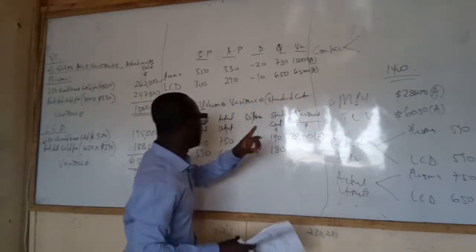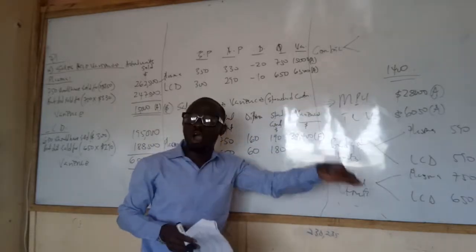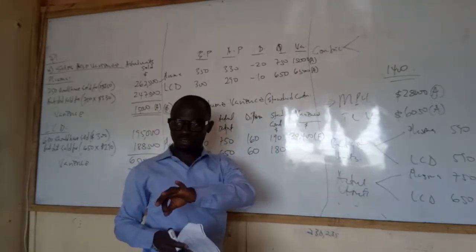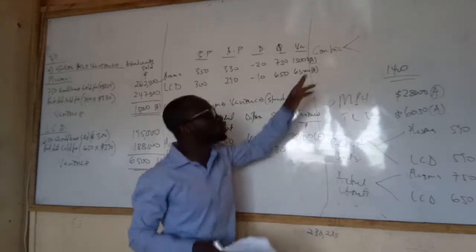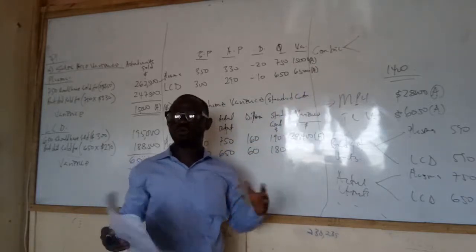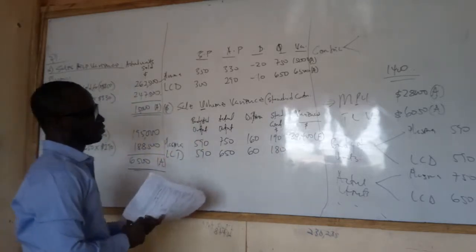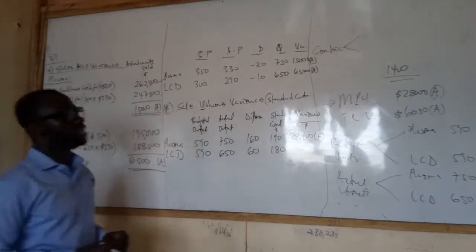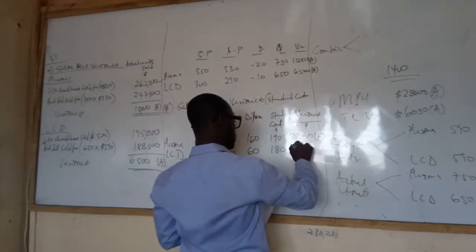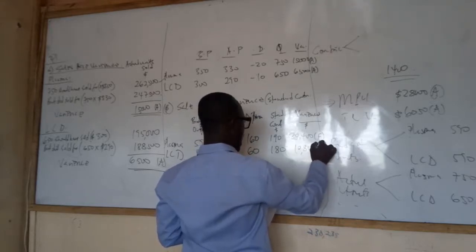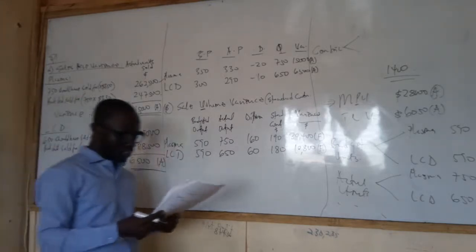So these are the concepts. With the sales volume variance, you have to use standard contribution or standard profit. So assuming contribution was not here and profit was here, we will use that one. Can I have an answer for this? $10,800. Favorable.